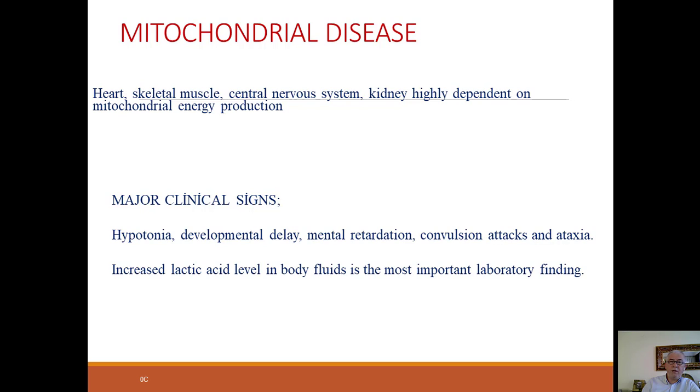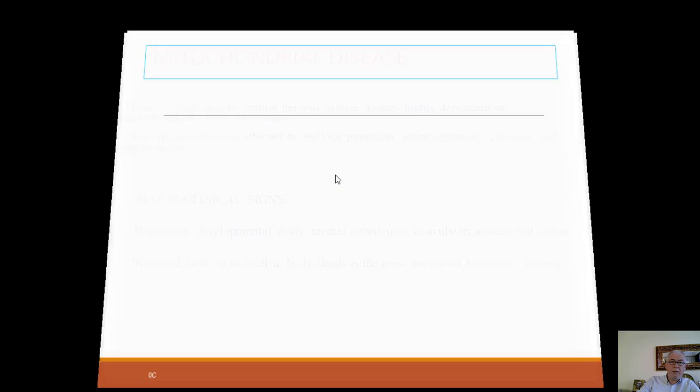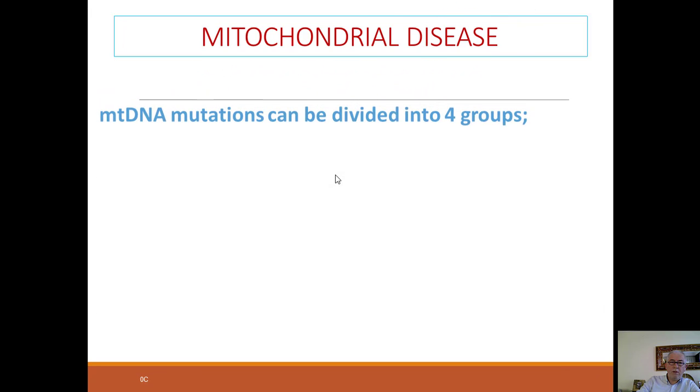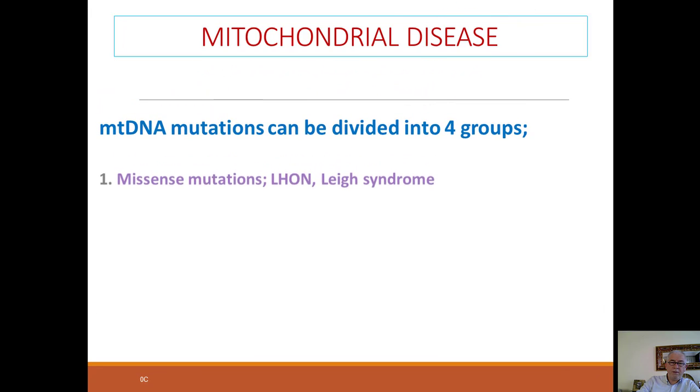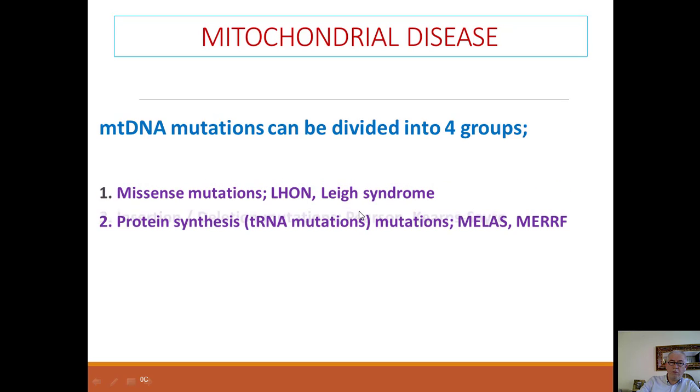Mitochondrial disease is described as a syndrome, with different types of signs in the patients. Also, these tissues are more affected by mitochondrial mutations, such as point mutation, deletion, or duplication. When we look at mitochondrial disease, it can be divided into 4 groups.